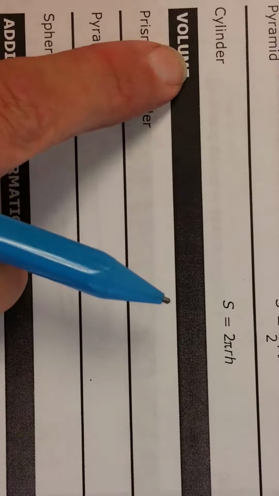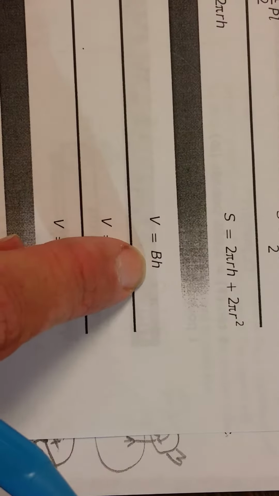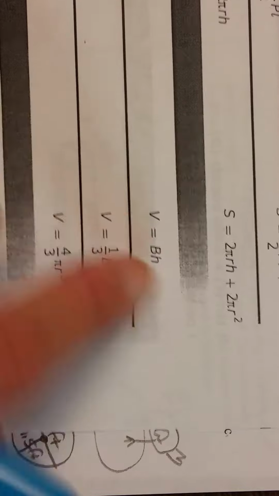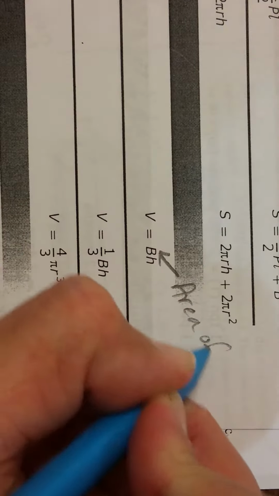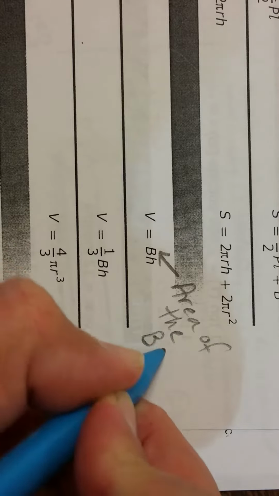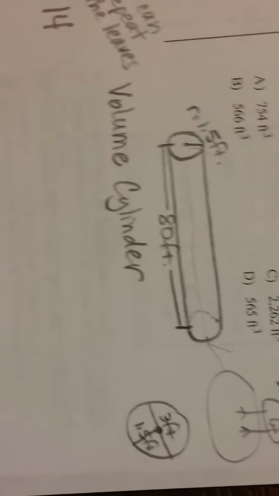All right, so here's my formula chart. I'm looking for volume of a cylinder. That is V equals big B times H. Remember that big B means area of the base. So I'm going to write my formula down on my paper and try to use it.